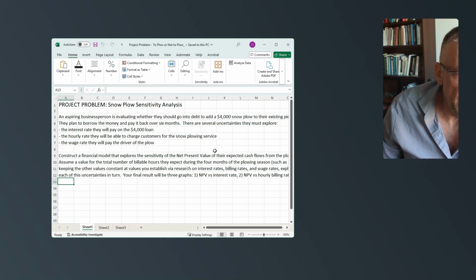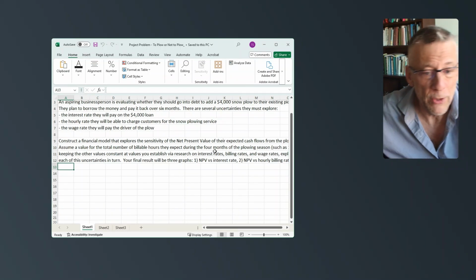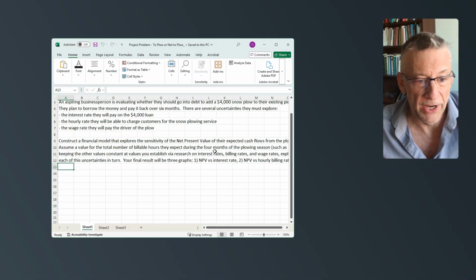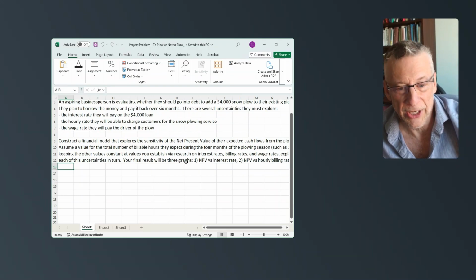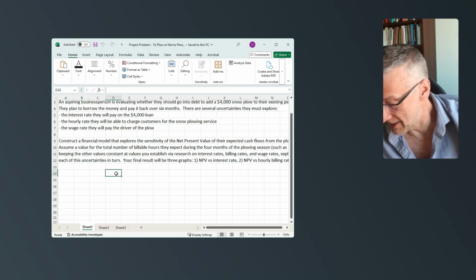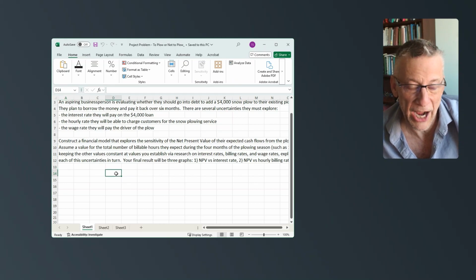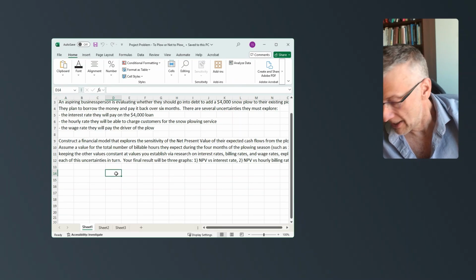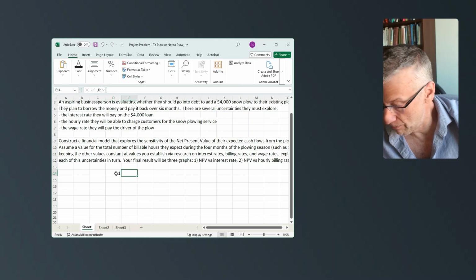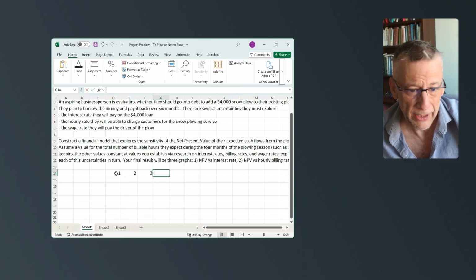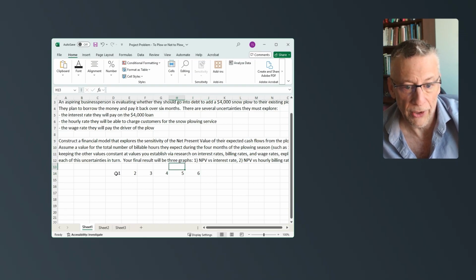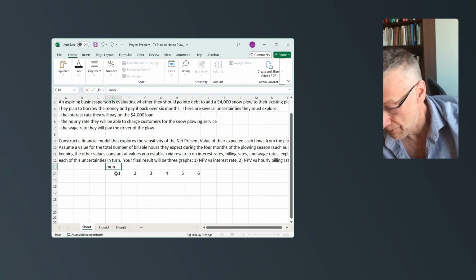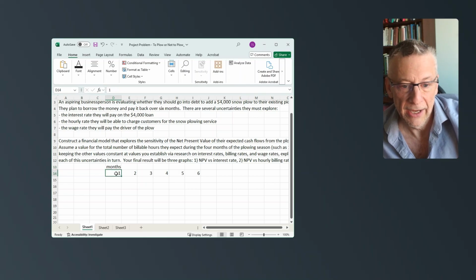So I've copied the problem into this Excel sheet, and I want to help my students understand how to set it up. The first thing that you've got to do is have a sense of the expected cash flow diagram. Let's set some parameters up at the top. In this set, I'm going to call these months and attempt to create a cash flow diagram.